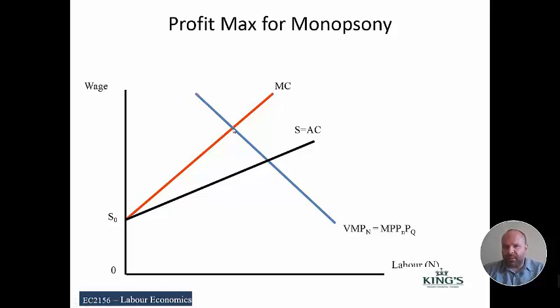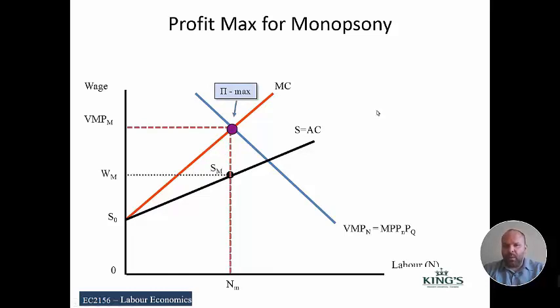And so the optimum point would be right here, where the marginal cost is equal to the value of marginal product. Okay, and now the wage that they would have to pay is obtained by going down to the supply curve, which tells us labor supply given different wages. So the monopsonist would have to pay WM, and it would want to hire MN workers. So that would be the profit maximizing condition for a monopsony.